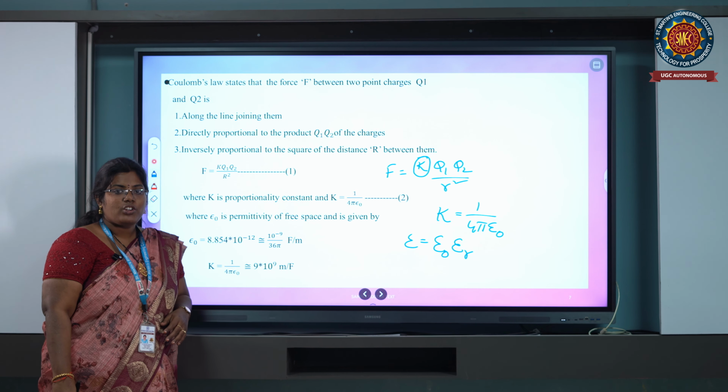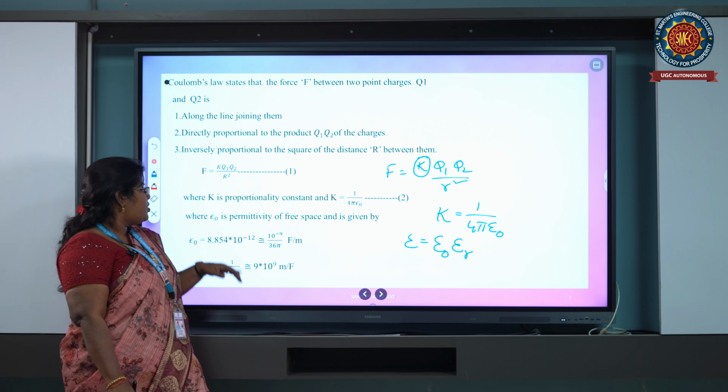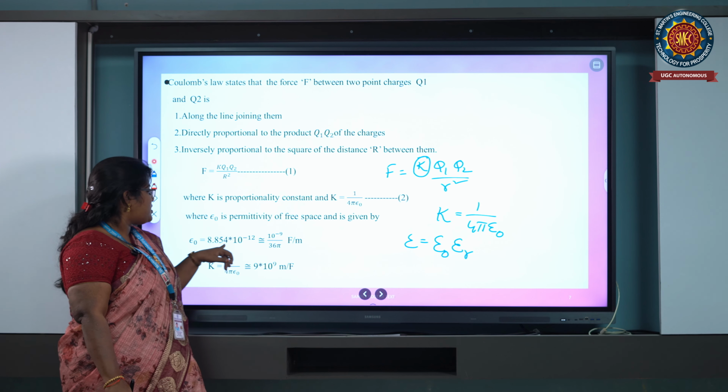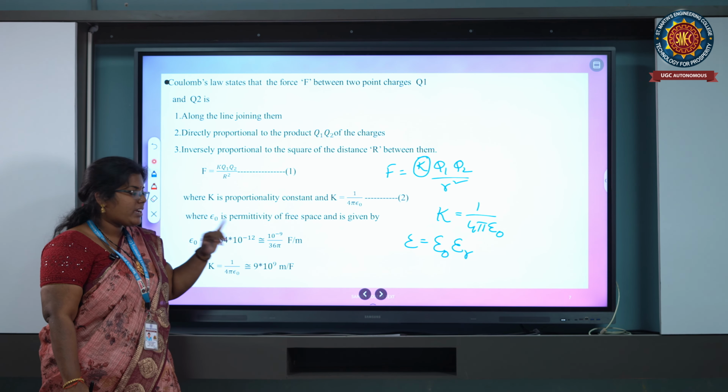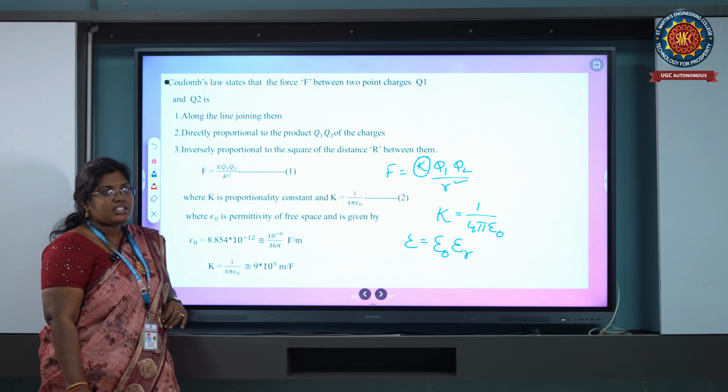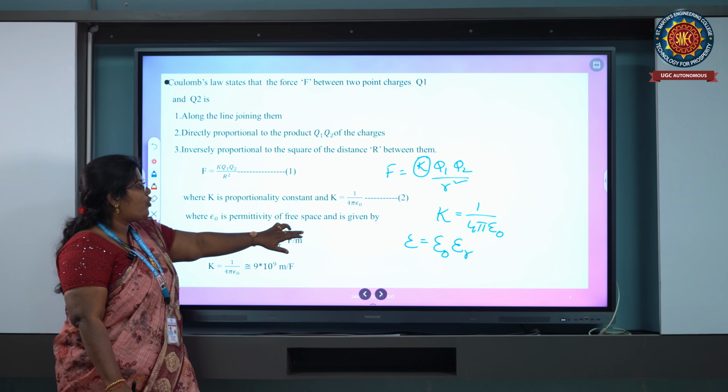Epsilon naught is the value we can measure. So epsilon naught is the permittivity of free space, 8.854 into 10 to the power of minus 12. K is a constant, K equal to 9 into 10 to the power of 9.